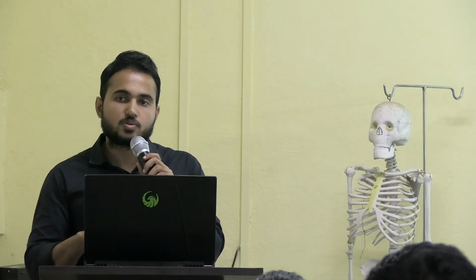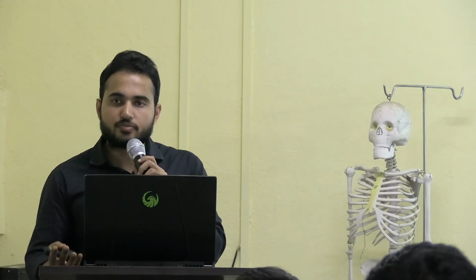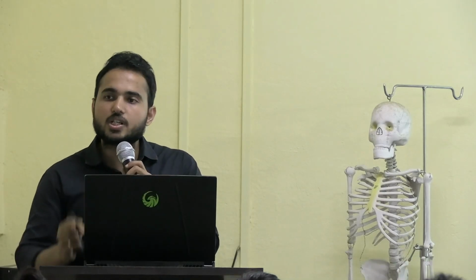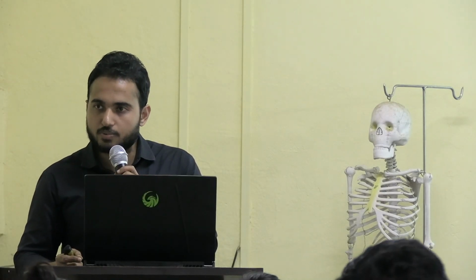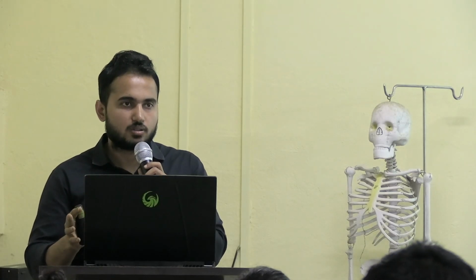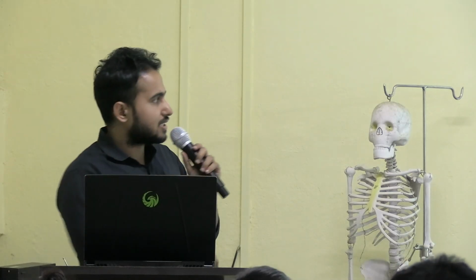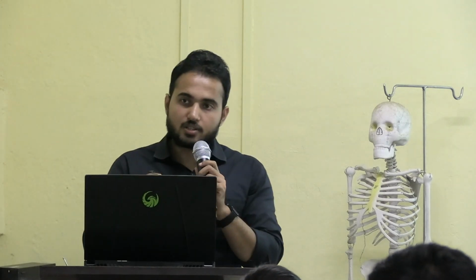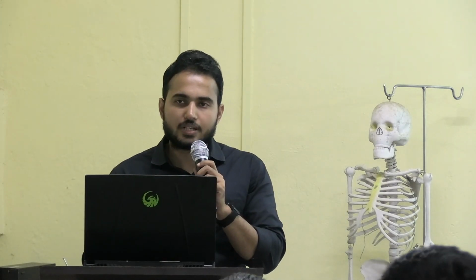Next, we have to see the classification of neurons, because in the beginning I told you that approximately 1 trillion neurons are present in our body. That means some classification will be there, right? So now we have to see the classification of the neuron. There are classifications of neurons based on different categories.